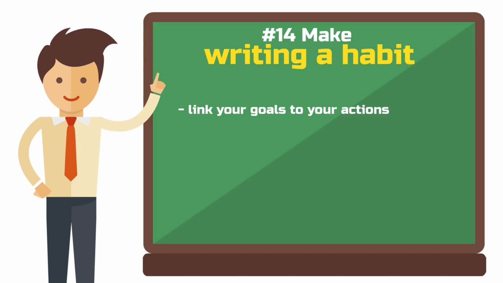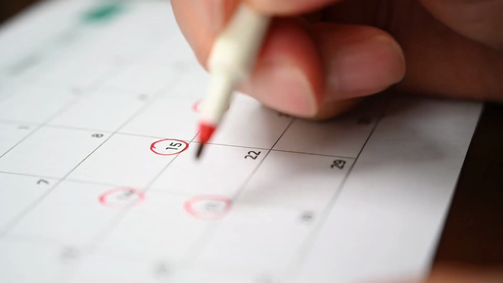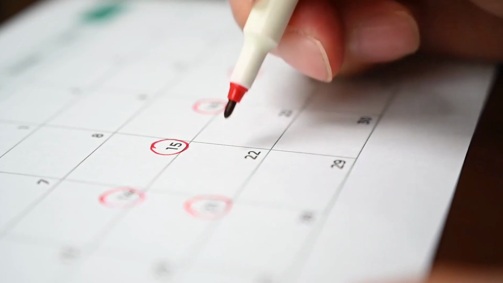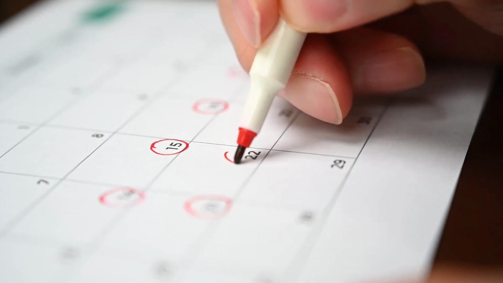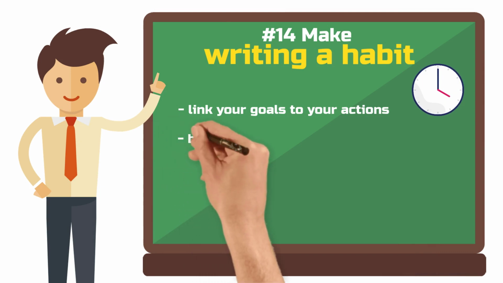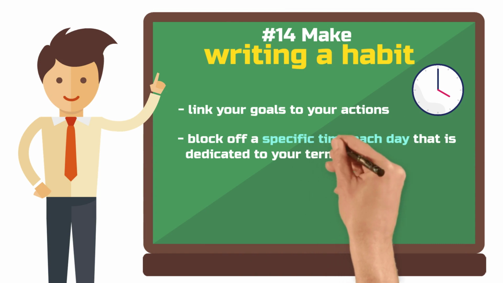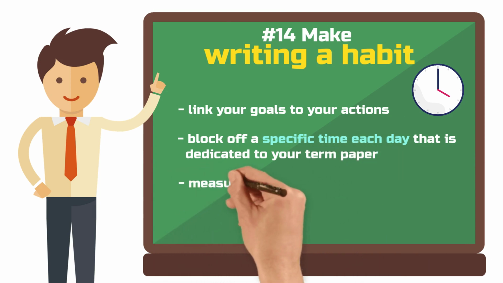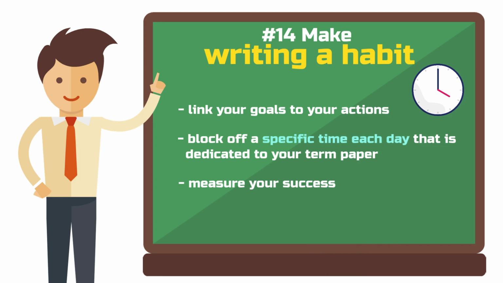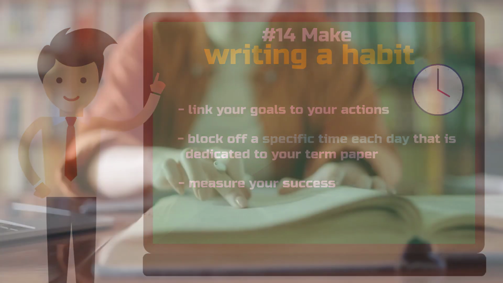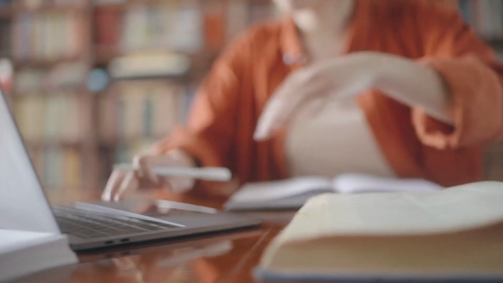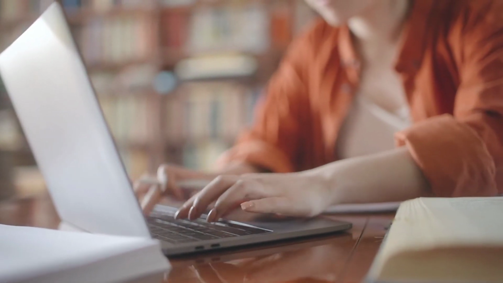For the entire duration until submission, determine on which days of the week and for how long you will write on your term paper. For example, block off 2 hours each day that are solely dedicated to your paper. Additionally, measure your success within these 2 hours. If you are in the reading phase, aim to look up references, read and make notes for, let's say, 5 journal papers every day. If you are in an advanced stage, aim to write 500 words per 2-hour unit.